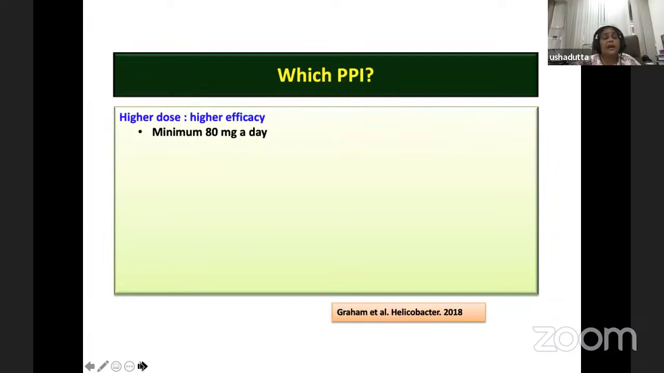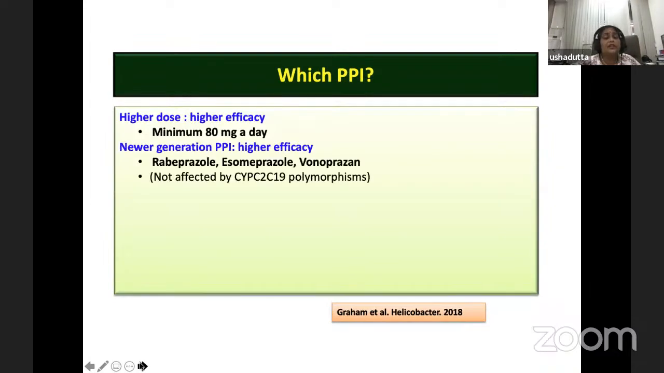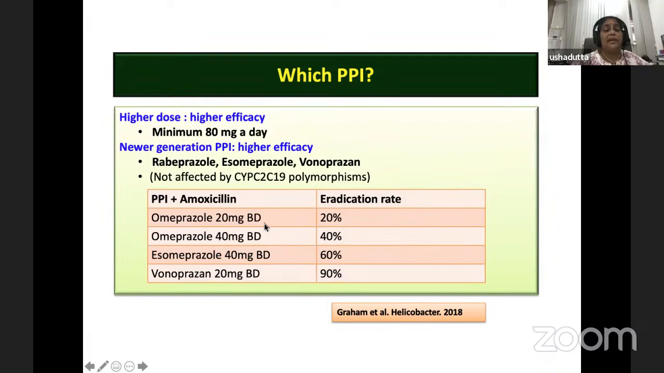So which PPI? The higher the dose, the higher the efficacy. Newer generation PPIs have higher efficacy. At minimum I use 40 milligrams twice a day of PPI to bring in the most efficacy. Newer generation PPIs have higher efficacy, like rabeprazole, esomeprazole, and vonoprazan. It has been shown that with vonoprazan the eradication rate is as high as 90%, which is very high compared to the routine omeprazole-based therapies.